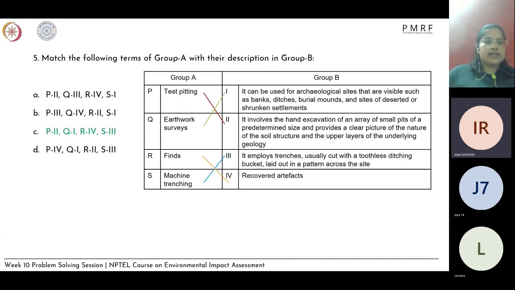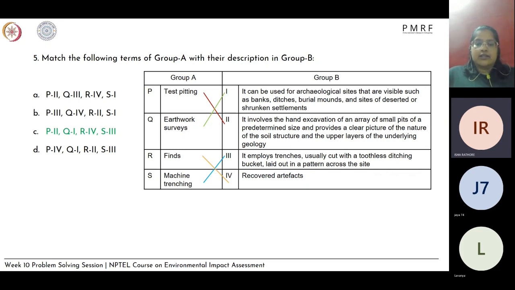Okay, so the correct answer is C, that is test pitting involves the hand excavation of an array of small pits of a predetermined size and provides a clear picture of the nature of the soil structure and the upper layers of the underlying geology. So P matches with 2. Then earthwork surveys can be used for archaeological sites that are visible, such as banks, ditches, burial mounds, sites of deserted or shrunken settlements. So Q matches with 1.